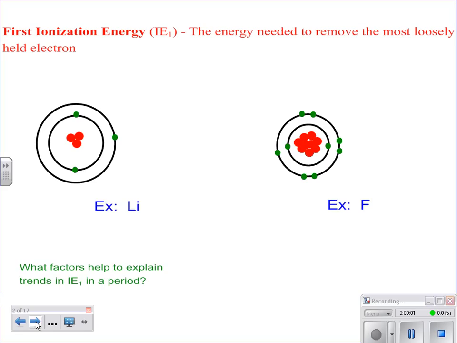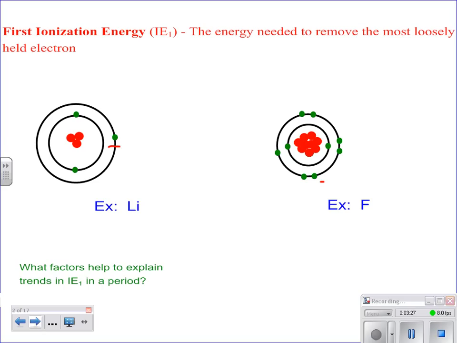Now if we relate that within a period, so I'm in the second period going from lithium to fluorine, they don't have the same number of electrons. Which one do you think would be easier to knock off? What factors help to explain the trends? So let's think about easiest to knock off. Would it be easier to knock off one from lithium or one from fluorine?